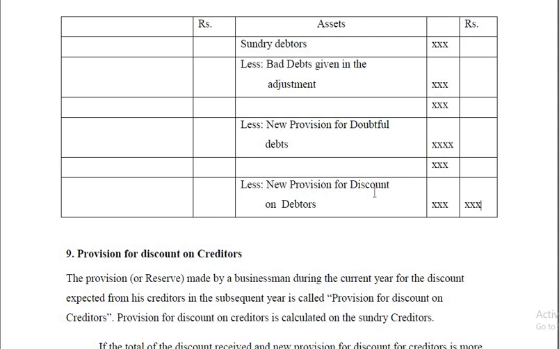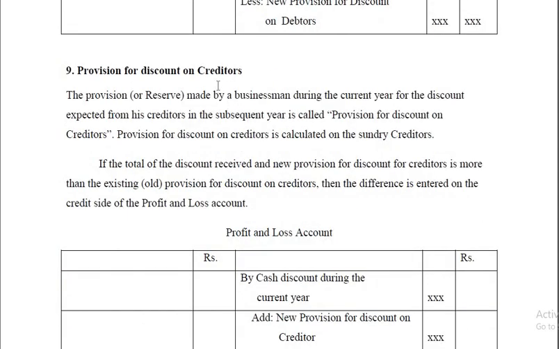From the good debtors, you have to deduct new provision for discount on debtors. So that's regarding discount on debtors, before that, provision or reserve for doubtful debts and all those things. Now, provision for discount on creditors.